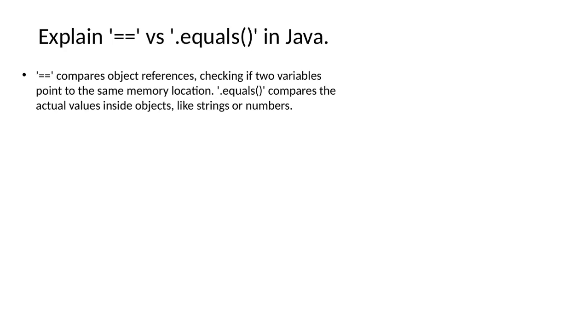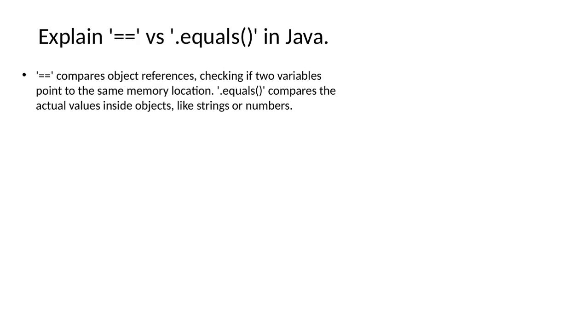When comparing objects in Java, the == operator checks if both variables point to the exact same memory location, meaning they are the same object instance. On the other hand, the equals() method looks deeper by comparing the actual content or values inside those objects, such as the characters in two strings or the numbers in two wrapper objects.